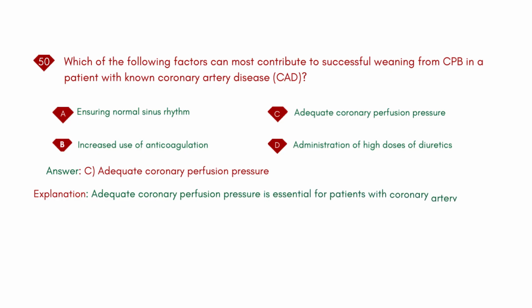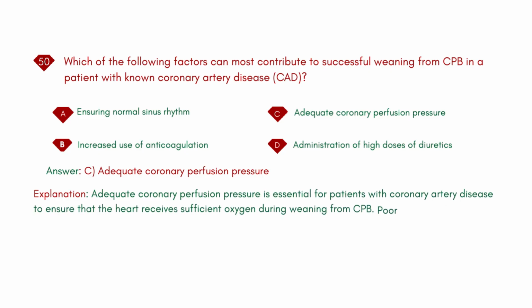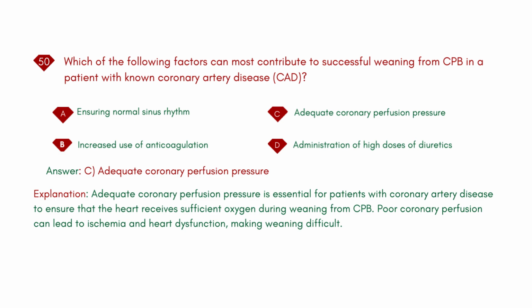Explanation: adequate coronary perfusion pressure is essential for patients with coronary artery disease to ensure that the heart receives sufficient oxygen during weaning from CPB. Poor coronary perfusion can lead to ischemia and heart dysfunction, making weaning difficult.